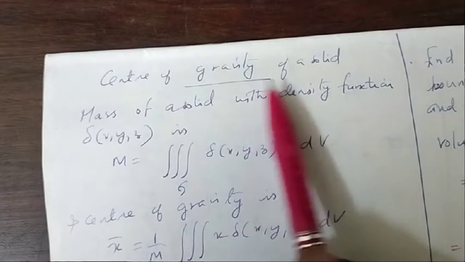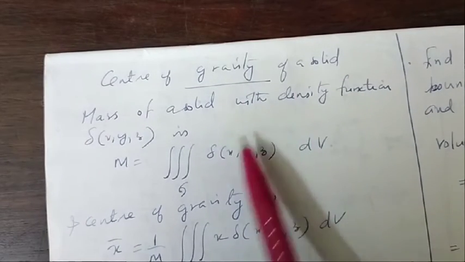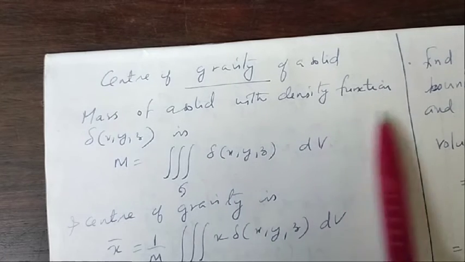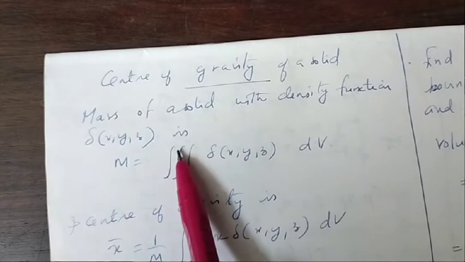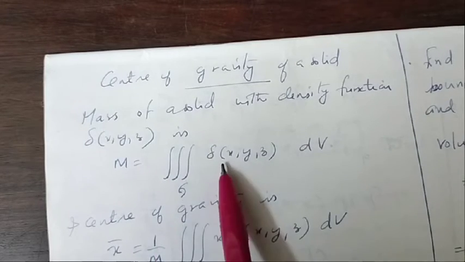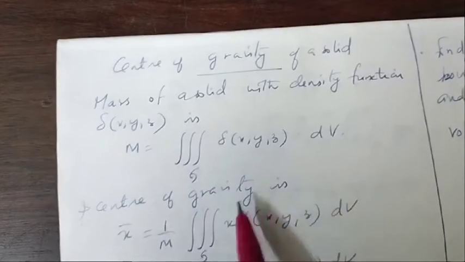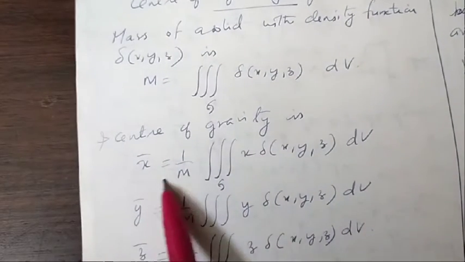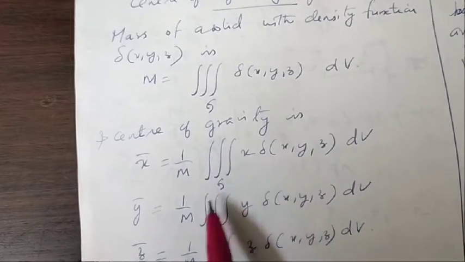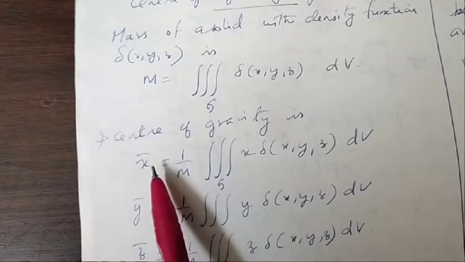So next is center of gravity of a solid. Mass of a solid with the density function delta of x, y, z. So this is in 3 dimensions. M is equal to triple integral over G delta of x, y, z dV. And center of gravity, corresponding to 2 dimensions, it is x bar, y bar. For a solid in 3 dimensional space, it is x bar, y bar, z bar.